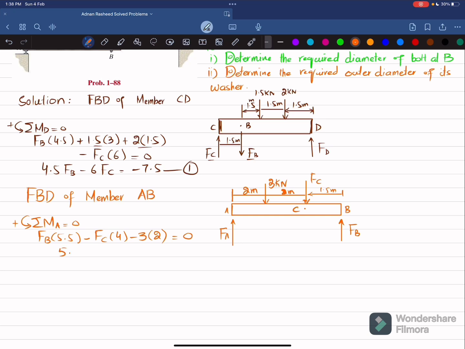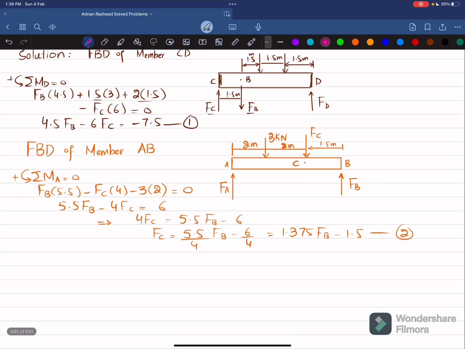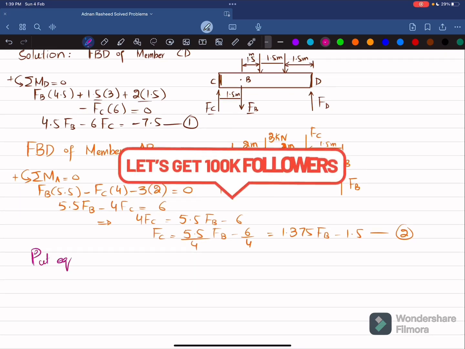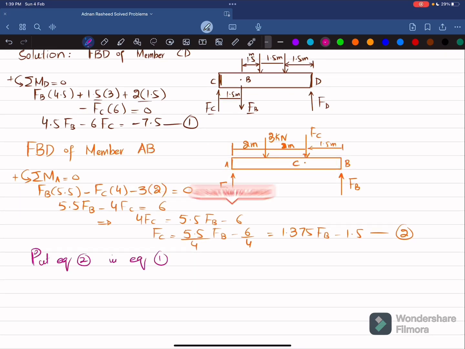So what we will get is 5.5 times FB minus 4 FC is equal to 6. So from here you will get 4 FC is equal to 5.5 times FB minus 6. And if you divide by 4 on both sides, you will get 5.5 divided by 4 FB minus 6 divided by 4. And that will give you 1.375 times FB, and 6 divided by 4 is 1.5. And this is your equation number 2. Now what we will do is put equation 2 in equation number 1, which is this one.